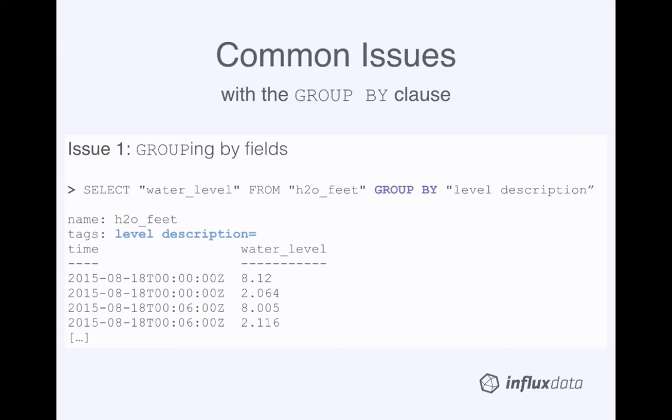In this example, we attempt to group by the level description field key. InfluxDB attempts to find a tag key called level description, and it doesn't find one, so it returns all values of water level when the tag key level description is blank, which is all values of water level because the level description tag key doesn't exist in our schema. So just know that InfluxDB will not return an error if you attempt to group query results by fields.